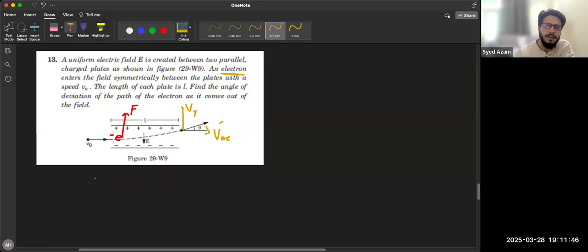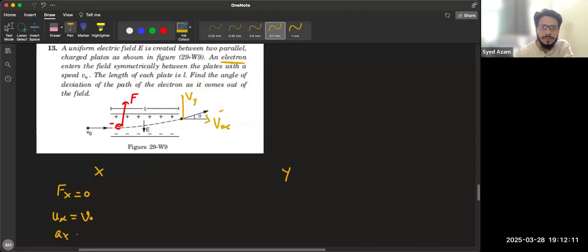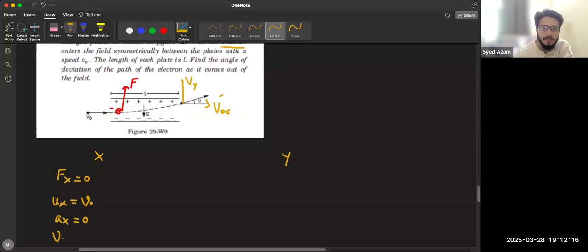Now let's divide its motion into two parts, along the x-axis and along the y-axis. Because the particle is going along the x-axis, but force is acting along the y-axis, it will not go in a straight line. The path will be parabolic. So along the x-axis, there is no field, so no force is acting on the particle. Initial velocity along the x-axis is v0. If there is no force along the x-axis, there is no acceleration along the x-axis, which means velocity along the x-axis will remain constant. There is no change in velocity along the x-axis.